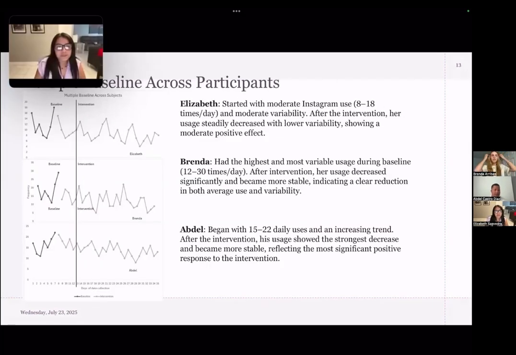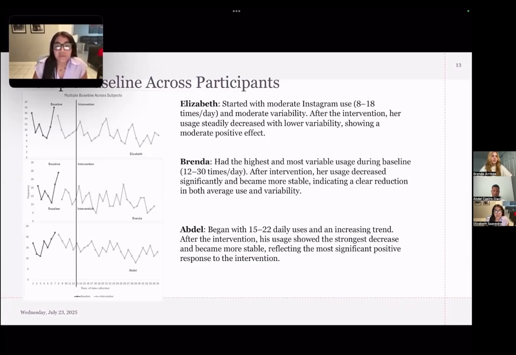So this is the multiple baseline across participants. We have me, Elizabeth, who started with moderate Instagram use. I was going in the app about 8 to 18 times in a day, with moderate variability. After the intervention, it actually helped decrease my variability, showing a moderate positive effect.